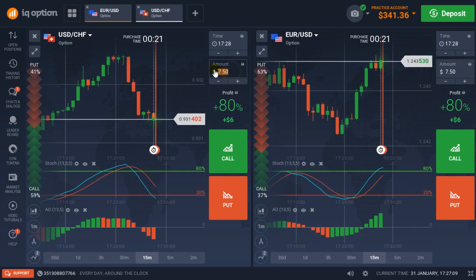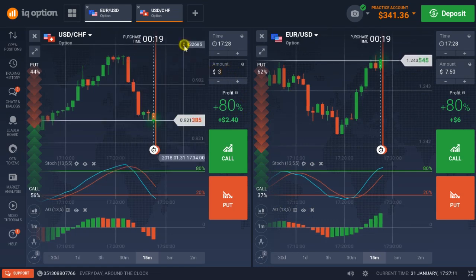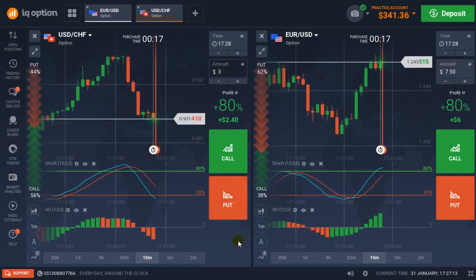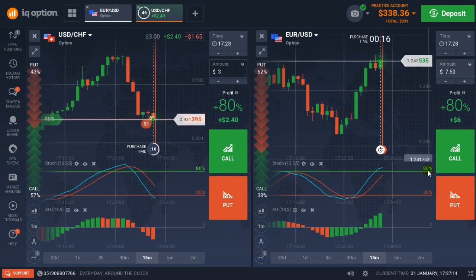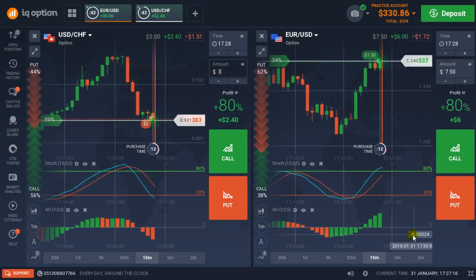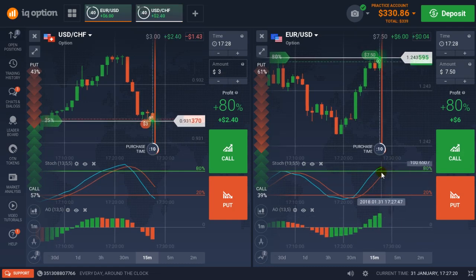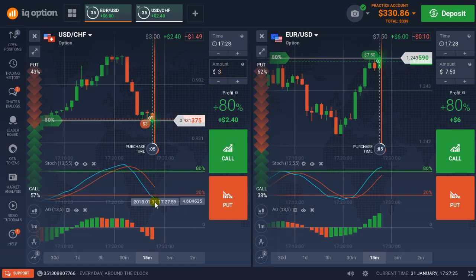On this side, I bring it back down to the $3, and I'm going to get into another put trade here. And on this side, I'm going to get into a call trade again. I'm still getting green bars, still got a separation. On this side, I'm still getting red bars, still got a nice separation, still shooting down.